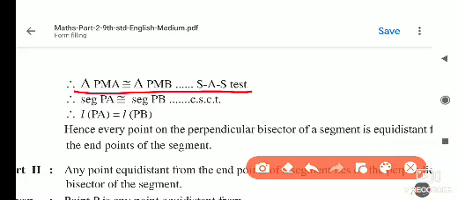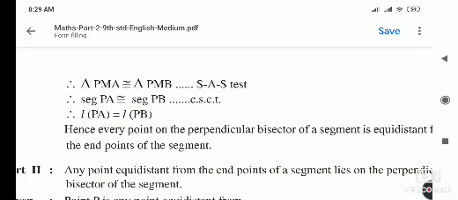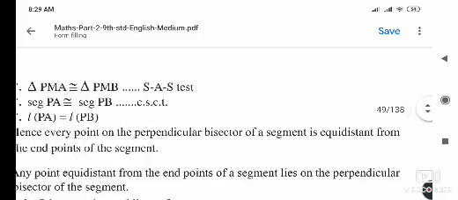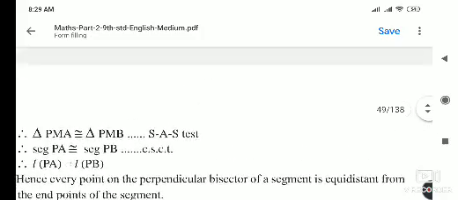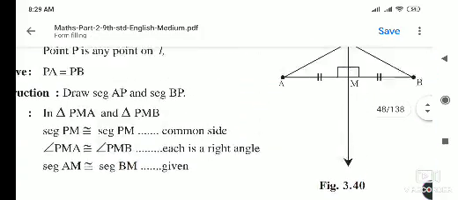Once they are congruent to each other, their corresponding sides are congruent. So here PA and PB are congruent to each other by CSCT, corresponding sides of congruent triangles. And if they are congruent, their lengths are also equal. Hence, every point on the perpendicular bisector of a segment is equidistant from the endpoints of the segment.